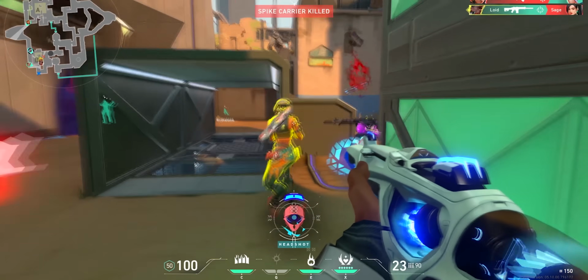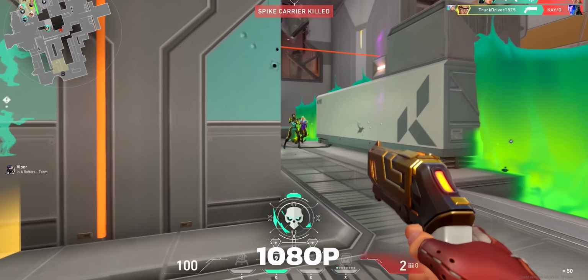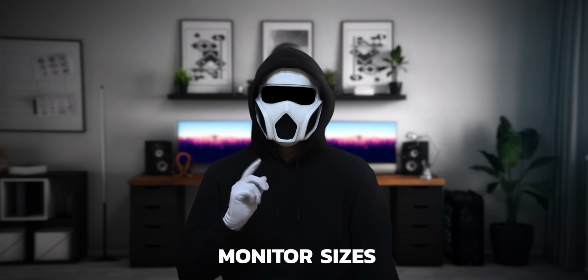On the other hand, if you play competitive games, a 1080p monitor will likely be more than sufficient. Now let's discuss a more crucial topic: monitor sizes. Firstly, let me say this.